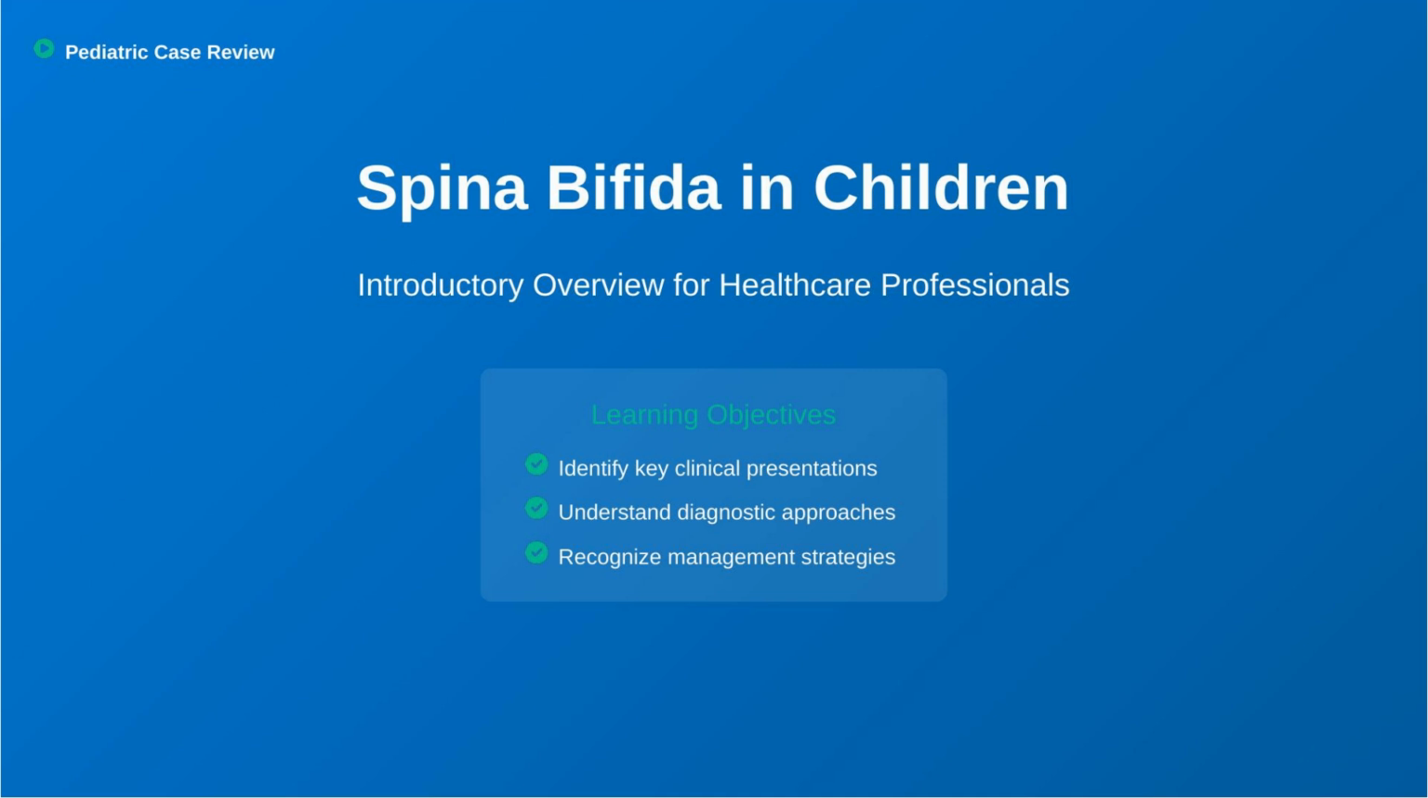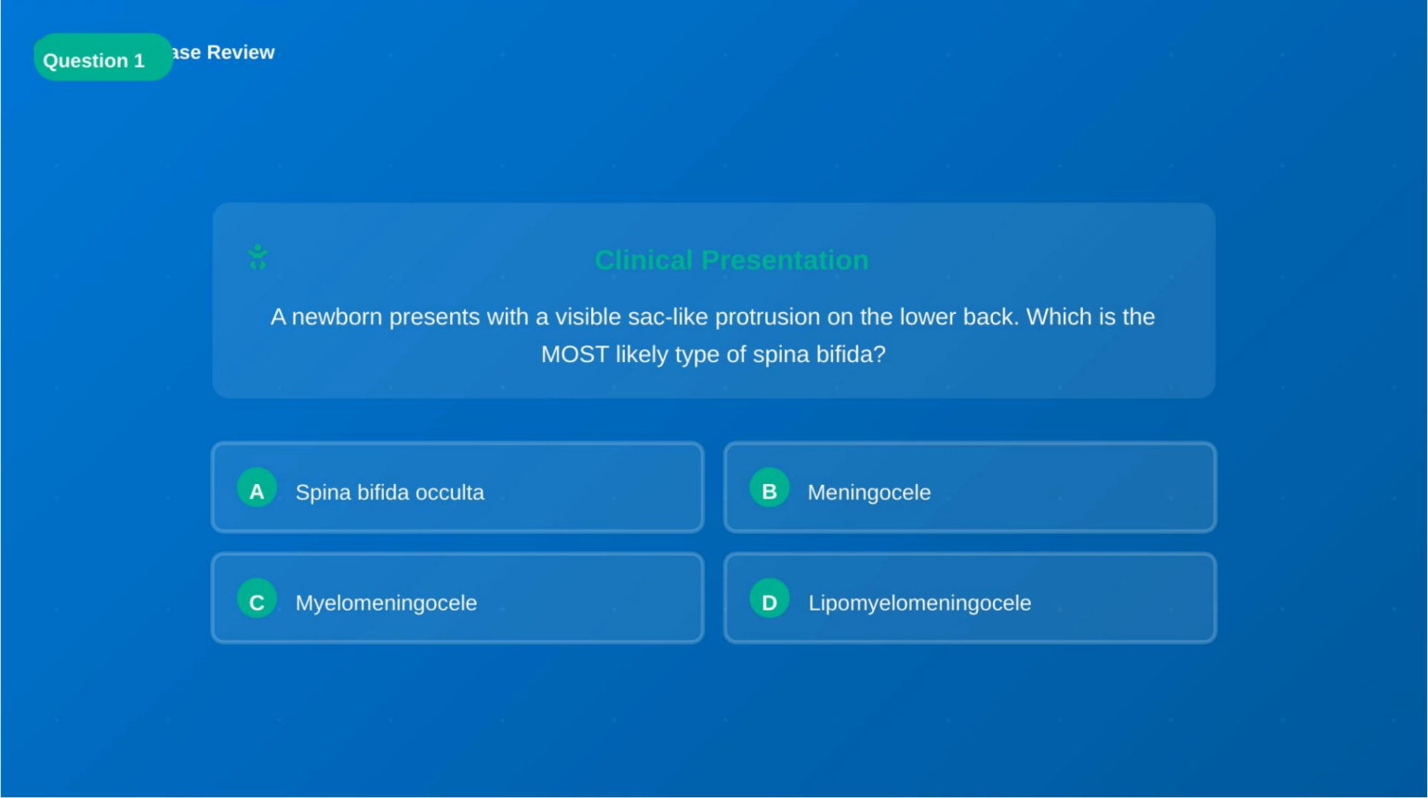In today's lecture, we will provide an introductory overview of spina bifida in children. This presentation aims to help healthcare professionals identify key clinical presentations, understand diagnostic approaches, and recognize appropriate management strategies for children with spina bifida. Let's begin with our first case.